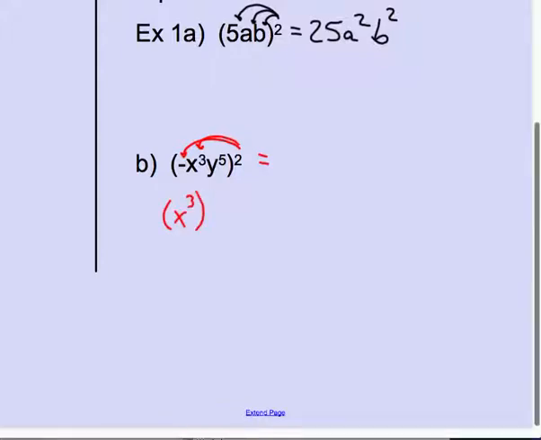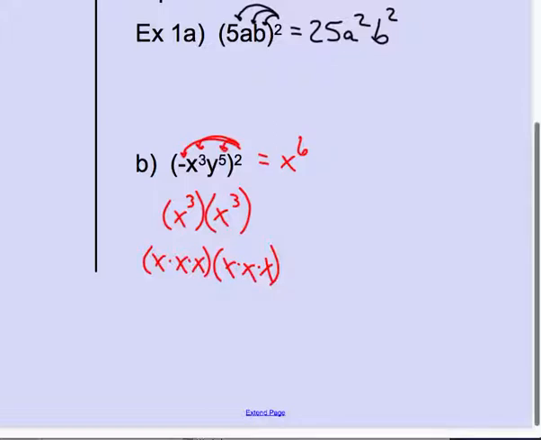Remember what it means to square something. Multiply it by itself. Now I'm going to show you this the long way. Even though we've done multiplication of variables, I just want to remind you of why this works. So x cubed is x times x times x, and x cubed is x times x times x, and we end up with x times itself 6 times, so we get x to the 6th.